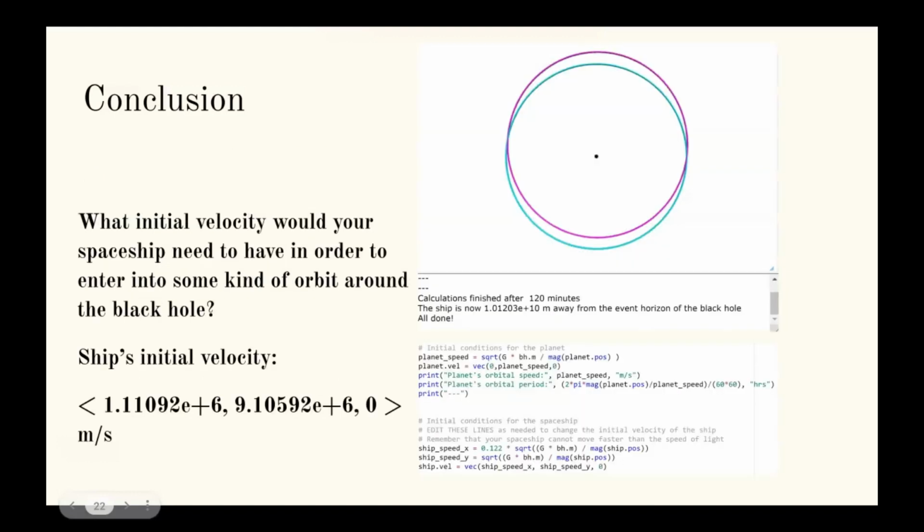And then what initial velocity would the spaceship need to have to enter some orbit around the black hole? This velocity is found below, and these values were obtained also by some trial and error, but the same formula for the planet's speed was used to find the ship's speed.